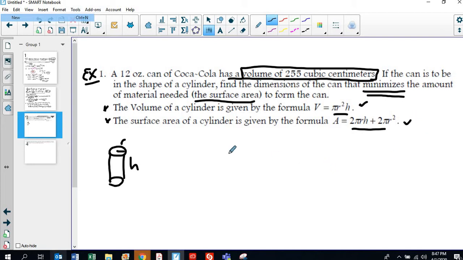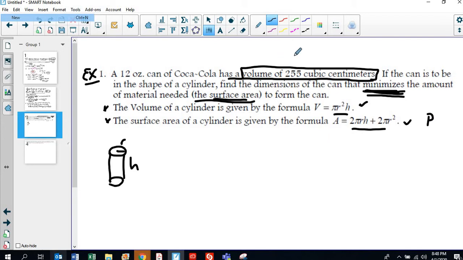So now the question is, which one's primary and which one's secondary? Well, how do you tell? One way to tell is, what are you trying to minimize? Are you trying to minimize the volume, or are you trying to minimize the surface area? According to this, you're trying to minimize the surface area. So this must be your primary function.